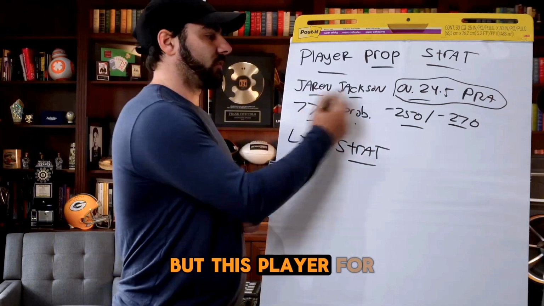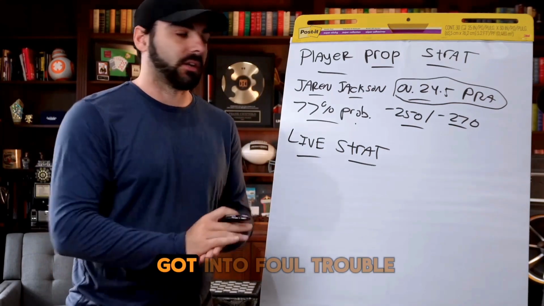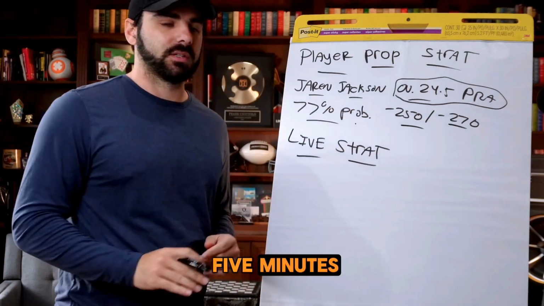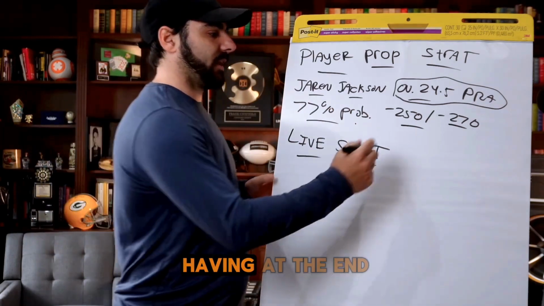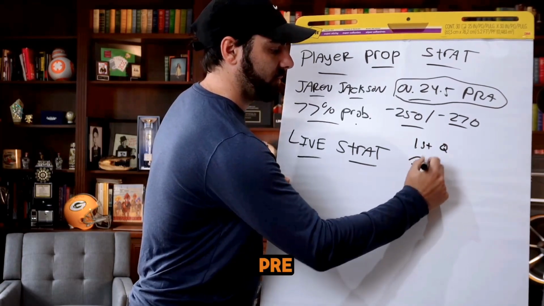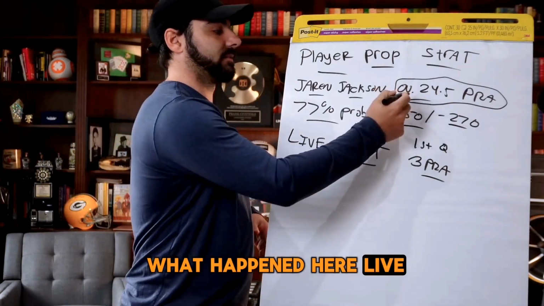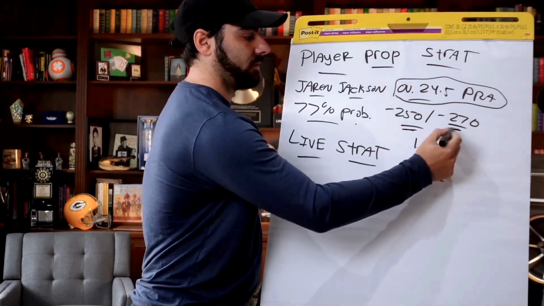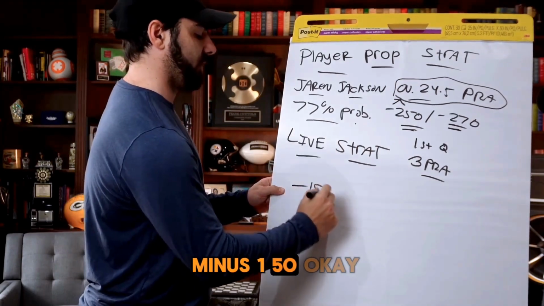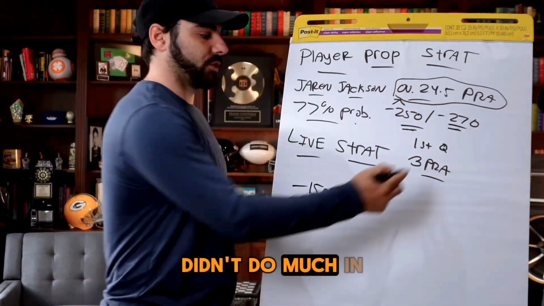But this player, for example, started out and got into foul trouble right out the gate. He ended up getting 2 fouls in the first 4 or 5 minutes, and they ended up sitting him. So at the end of the first quarter, he only had 3 PRA, 3 points, rebounds, and assists. So what happened here live is this number ended up going down to minus 150, because he started out slow, got into foul trouble, and didn't do much in the first quarter.